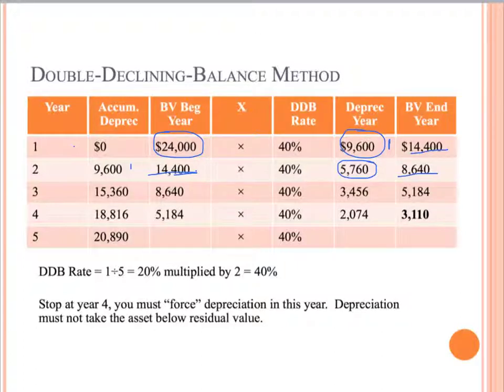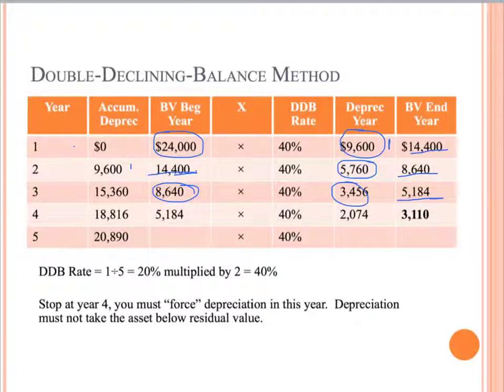So in year 3, we have accumulated depreciation of year 1 plus year 2 to give us a total depreciation of $15,360. The beginning year balance is then $8,640. We multiply that times the 40% rate and come up with depreciation for the year of $3,456. Our beginning year balance, $8,640, minus our depreciation for the year, $3,456, gives us an ending year balance of $5,184.